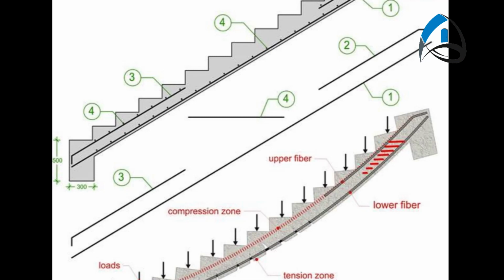Behavior and reinforcement of one-way staircase. The deformation and the cracking due to flexure, which in this figure are presented magnified, are similar to those met in the horizontal one-way slab, and therefore the necessary reinforcement is also similar.